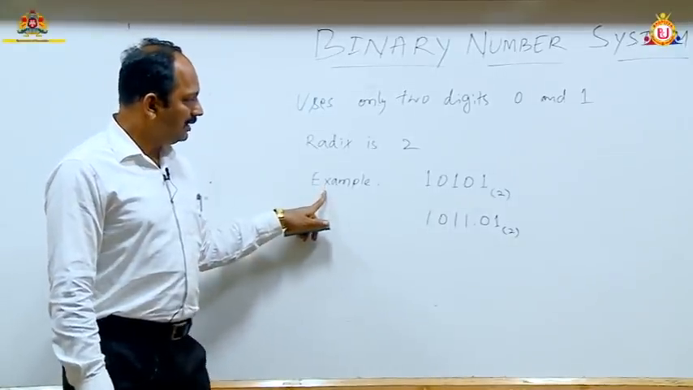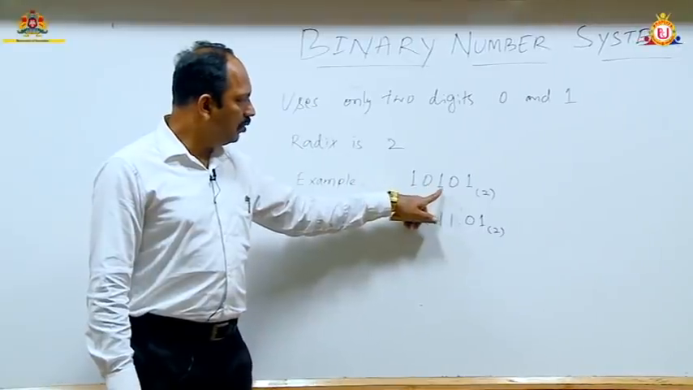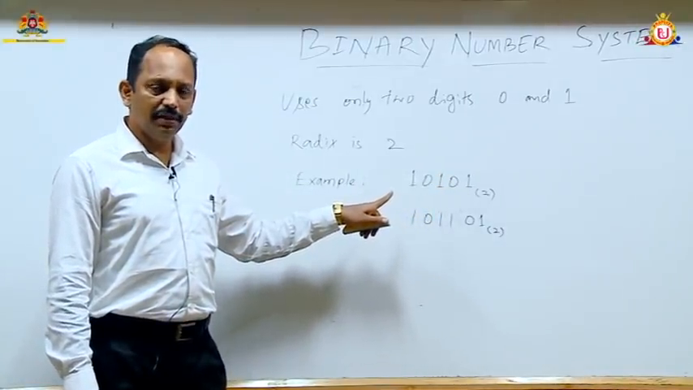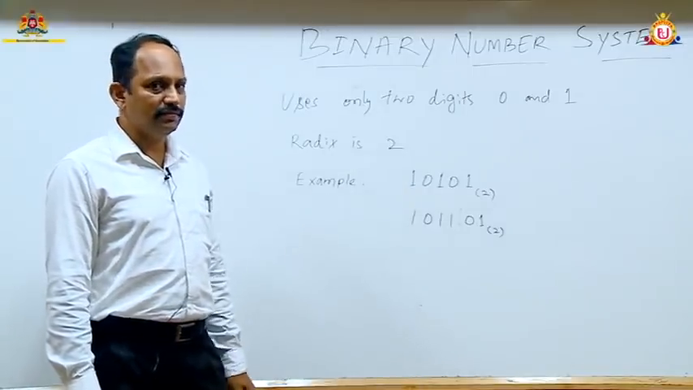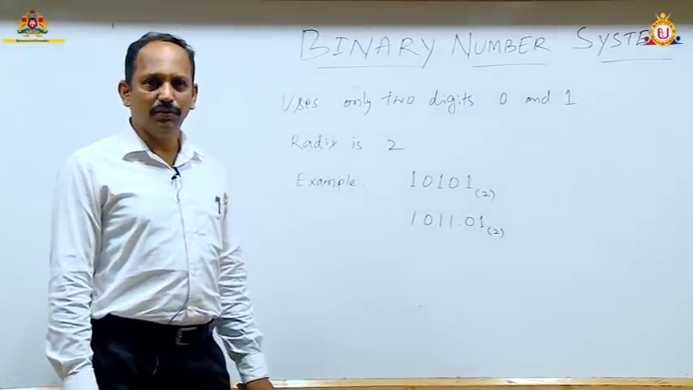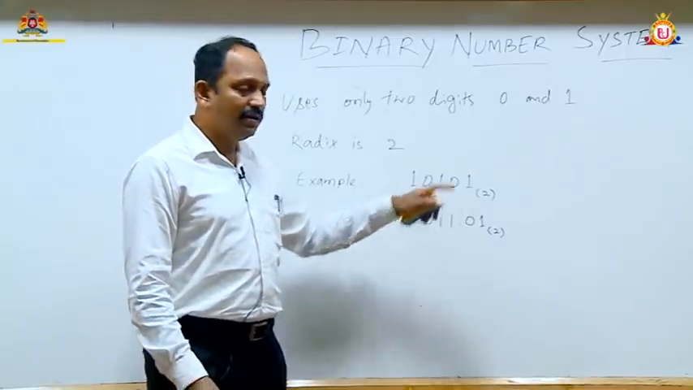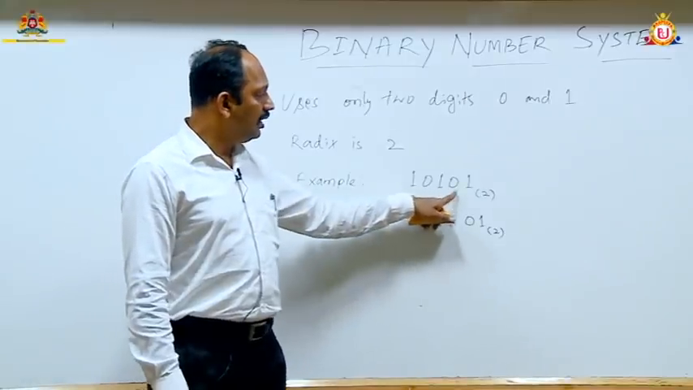You can see the example given in this board. 10101 represents a binary number system. How can I say that it is a binary number system? It can also be a decimal number system value, because in decimal number system this value can be read as 10,101.